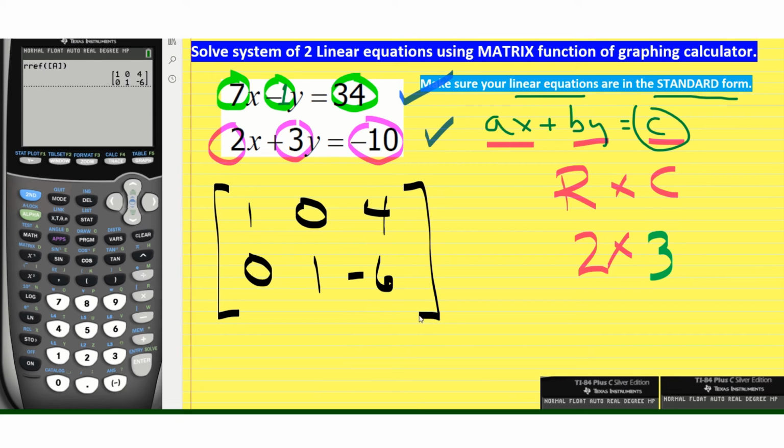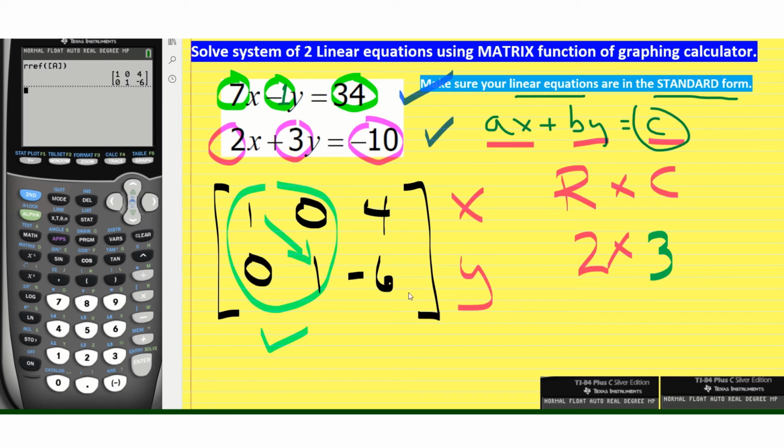What is important to note about this is that if you do have all ones and zeros right here, and these ones follow a diagonal, that means that your answers over here are correct. That means that the x value of your solution is equal to 4. The y value of your solution is equal to -6. You would write your solution as an x and y coordinate. You would write it as 4 and -6.